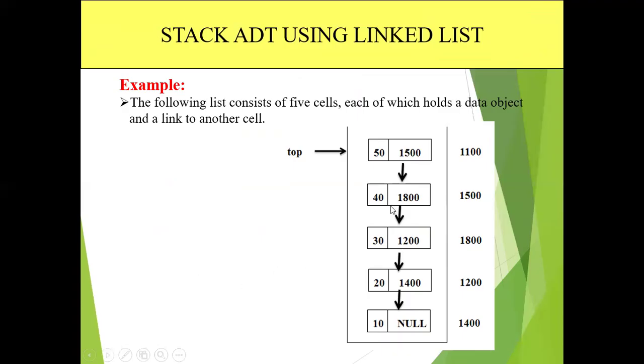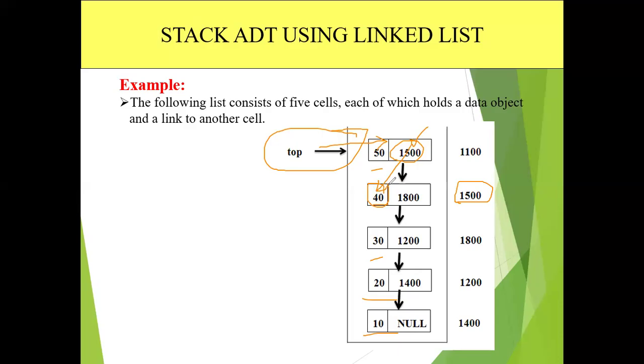Here, there are a total of 5 elements: 50, 40, 30, 20, 10. As we already know, the top value always points to the topmost value in the stack, that is 50. In order to know the next value below it, we simply reference the address in this node. The second part of the 50 node is 1500, which indicates that the value below 50 is stored at address 1500. If we go to 1500, we obtain the value 40.